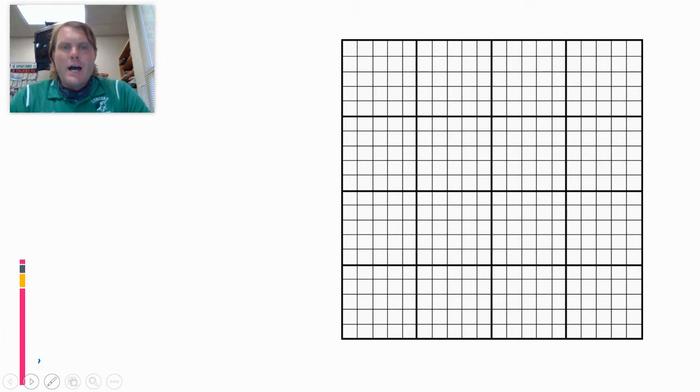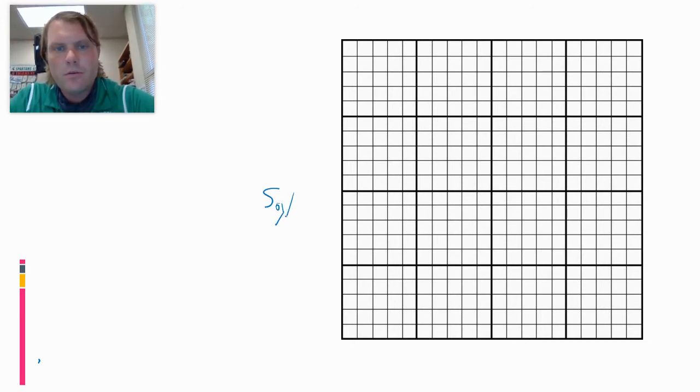Okay, so hopefully you took a shot at it. All right, the first thing we've got to do anytime we have a graph is we've got to label the axes. Okay, so I'm going to put soybeans here.